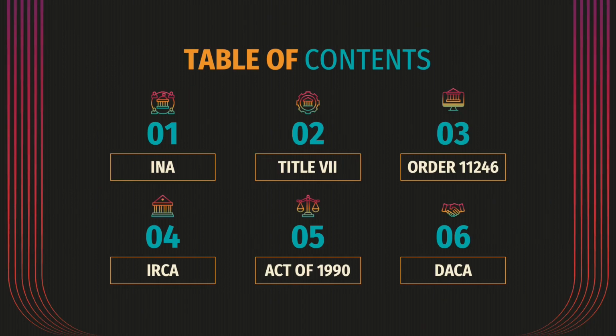Table of contents. Here's what's going to guide this presentation, starting with the Immigration and Nationality Act of 1952, or INA, Title VII of the Civil Rights Act of 1964, Executive Order Number 11246, Immigration Reform and Control Act, or IRCA, Immigration Act of 1990, and wrapped it up with Deferred Action for Childhood Arrivals, or DACA.